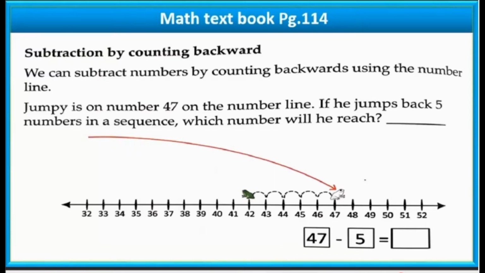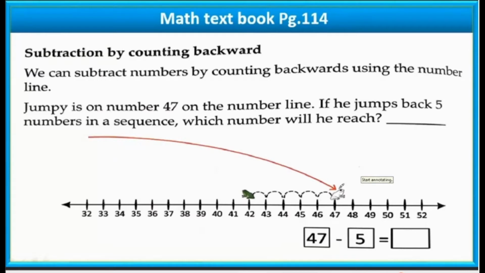See here, the jumpy frog is on the number 47 on the number line. He jumps 5 numbers back in the sequence. Sequence means the ordered numbers. Can you see the ordered numbers? 32, 33, 34, 35, 36, 37. So these are the ordered numbers. When the frog jumps back 5 times, where will he be reaching at the last? He will be reaching at the number 42.